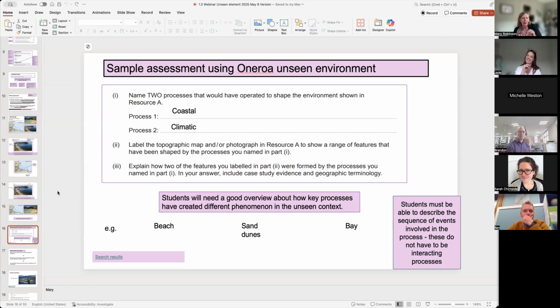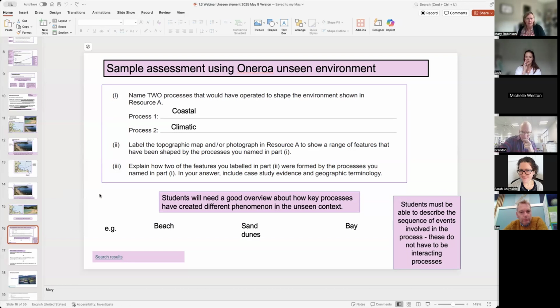So these are the questions that were asked using the sample assessment, and then we're applying the Oniroa unseen environment to this. So name 2 processes that would have operated to shape this environment. Let's just say 2 processes. One would be coastal and the second one might be climatic. And we've labeled the topographic map and photo to show a range of different features. And then we might be able to explain how 2 of those features you labeled were formed by those processes.